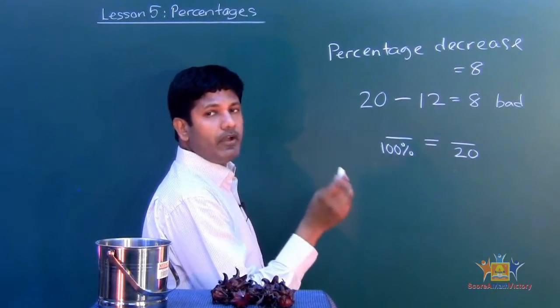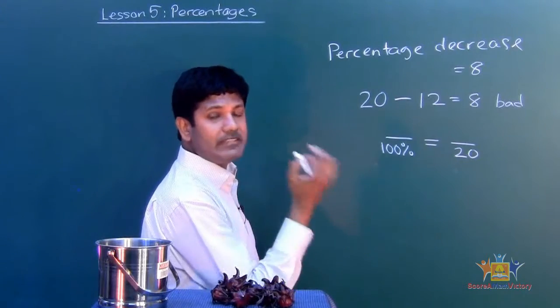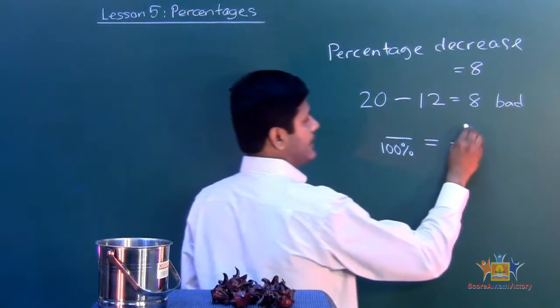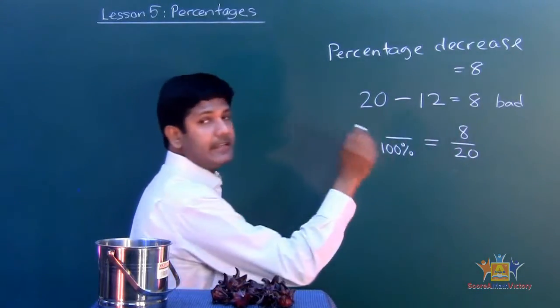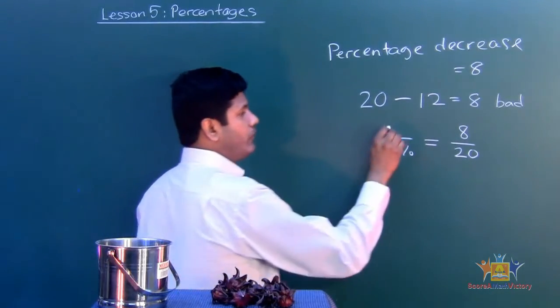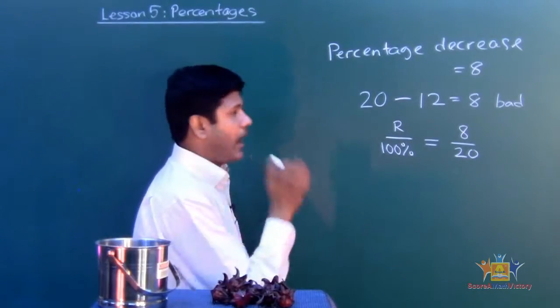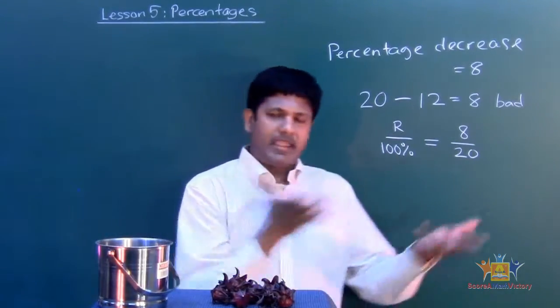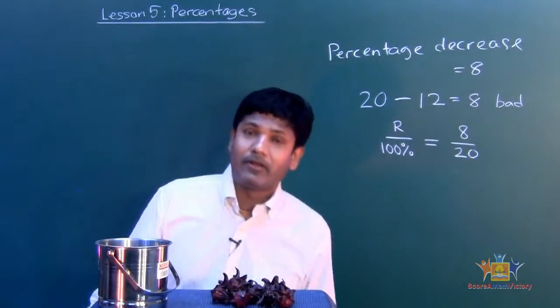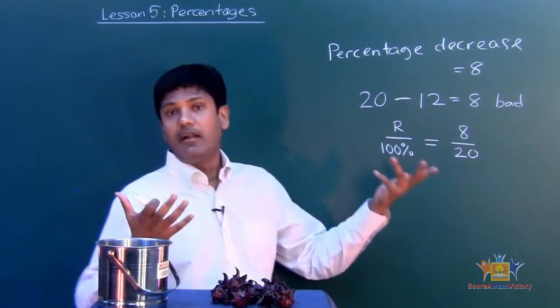Now, we want to find what? The decrease. So what's the decrease? 8. 8 is the decrease, and we want to find the percentage of the decrease. So we don't know what it is, all right? So we're going to put an R, the unknown, a variable. You can give it anything. It could be A, B, or C, all right? In this case, Mr. Mac just picked R.